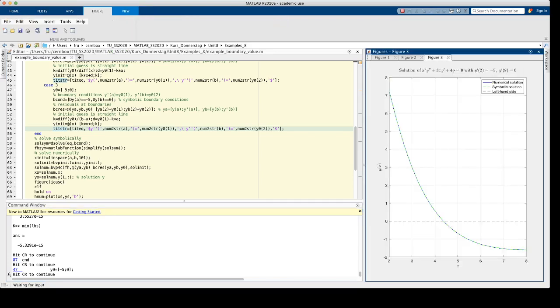And this is the third solution, and we now have the following boundary conditions. Slope at 2 should be minus 5, and slope at 8 should be 0. And you can see that this is actually the case.